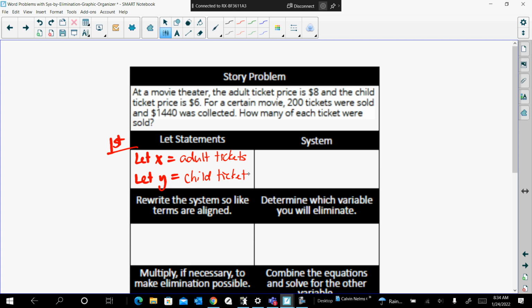So from there, we're doing step 2, which is to write a system of equations. To help you break down your equation, how to write it, pay attention to the given information in the first or second sentences. So at the movie theater, this is talking about the adult tickets is $8, child is $6. That was part of our let statement. Then we go here, a certain movie had 200 tickets sold. How would I show an equation showing that? 200 tickets sold.